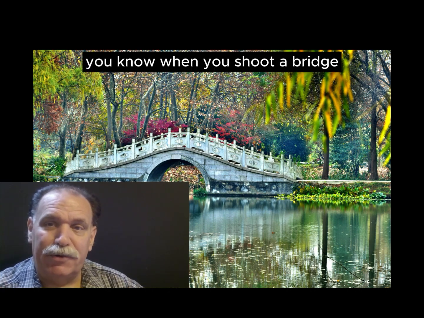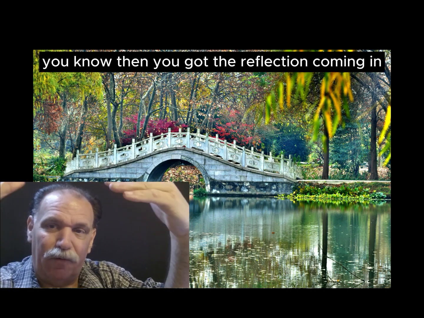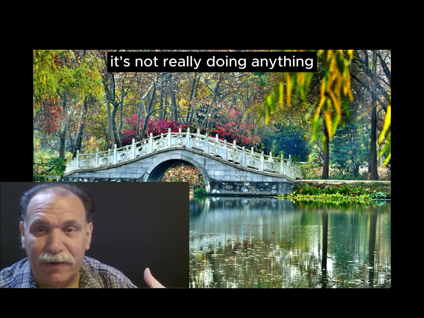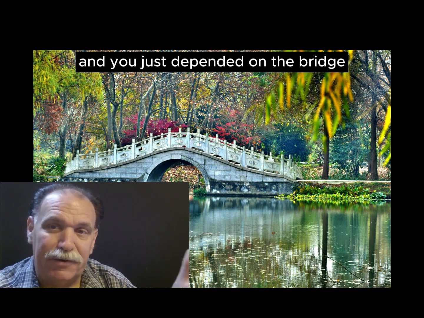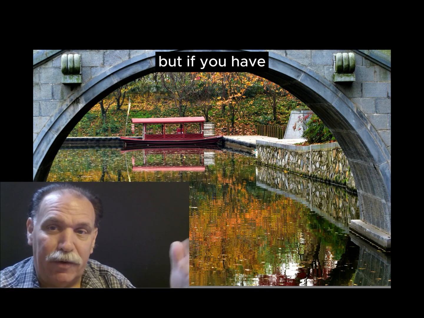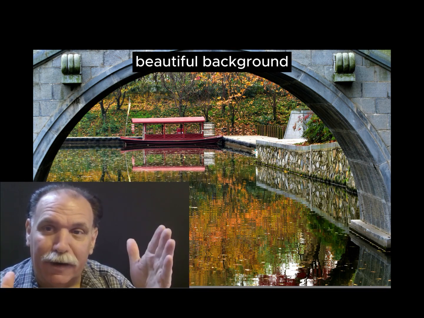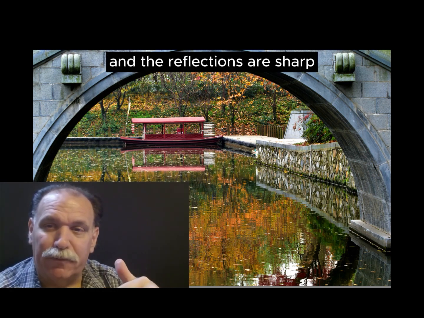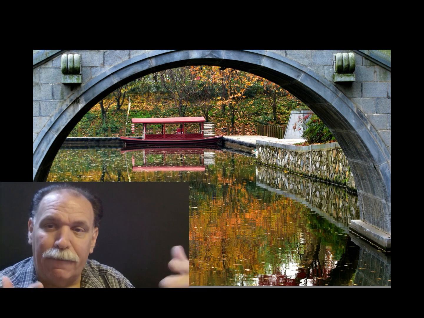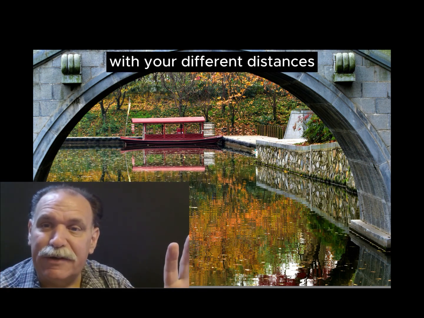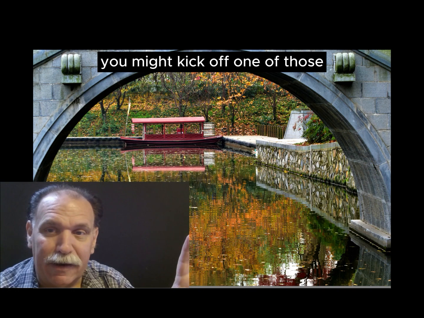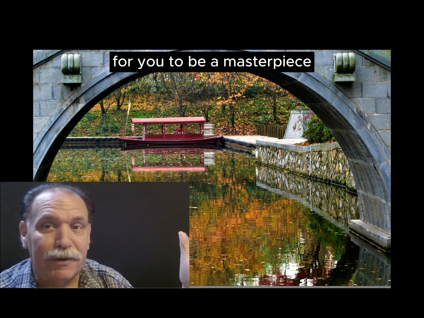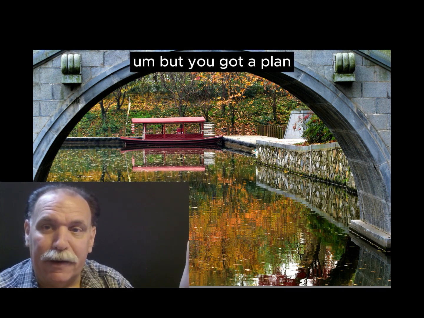And what I'm getting at, when you shoot a bridge, you got the bridge, then you got the reflection coming in toward you. If it's going away from you, it's not really doing anything, and you're just dependent on the bridge and whatever the background is. But if you have a beautiful background, a nice bridge, and sharp, crisp, and clean reflections, and you get practice with your different distances, all of a sudden you might kick off one of those masterpieces, or, for you, it'd be a masterpiece. But you got to think and plan.